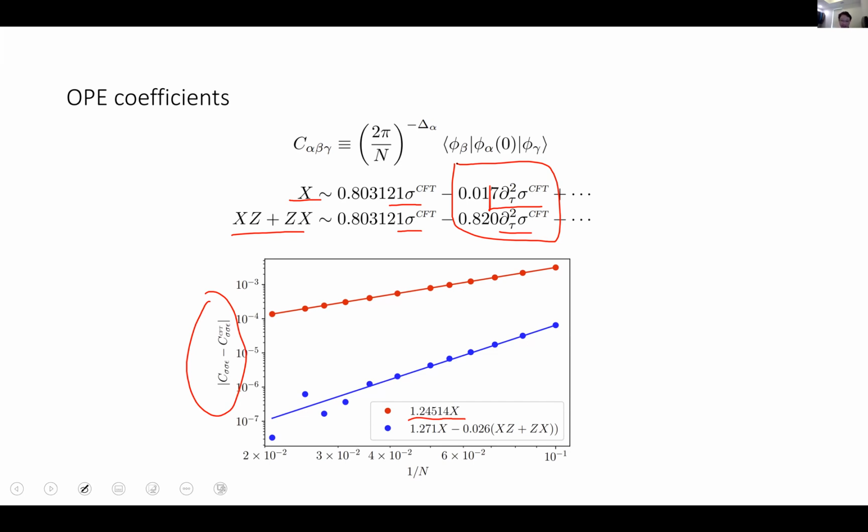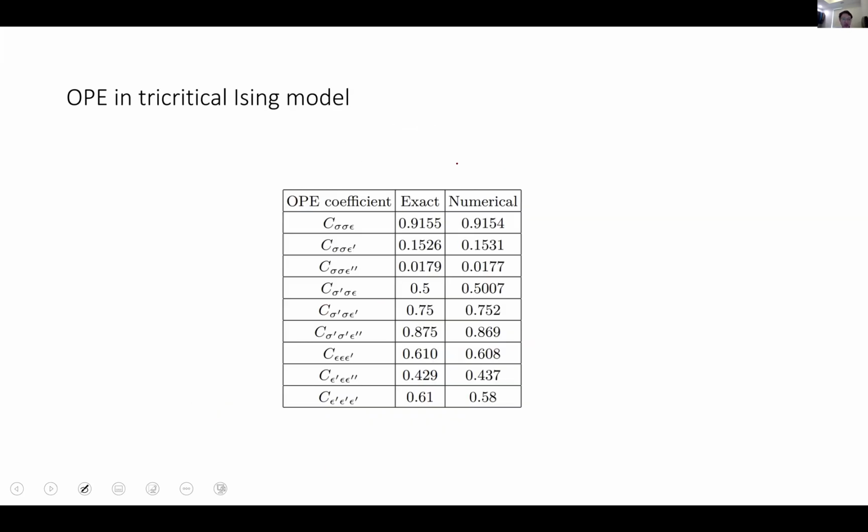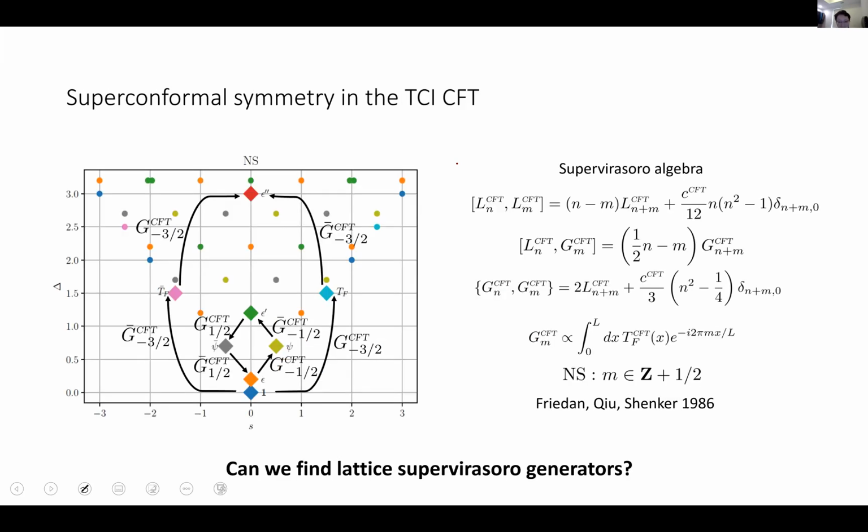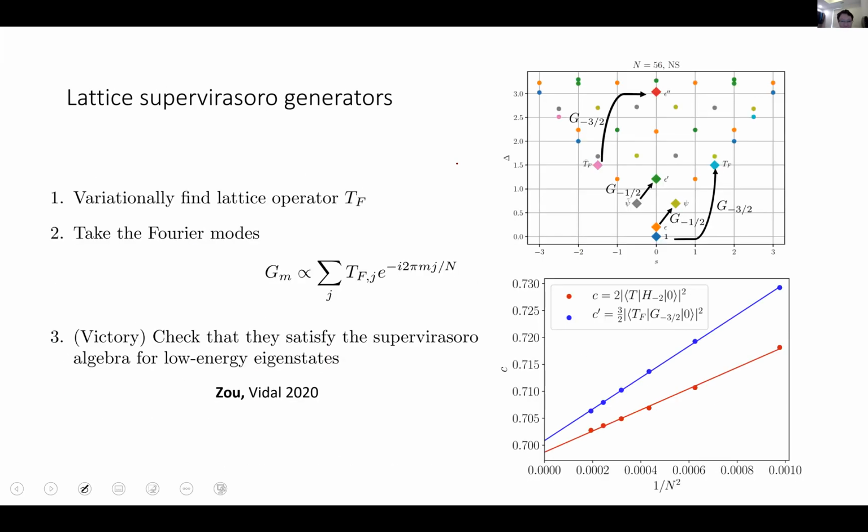And the point is that we can do this for general lattice operators and to arbitrary order if you want. So that's a very nice correspondence between lattice and CFT. Okay, and just to show you that this not only works for the Ising model, this also works for the tricritical Ising model, with, of course, less accuracy. Okay, this is what I will skip.